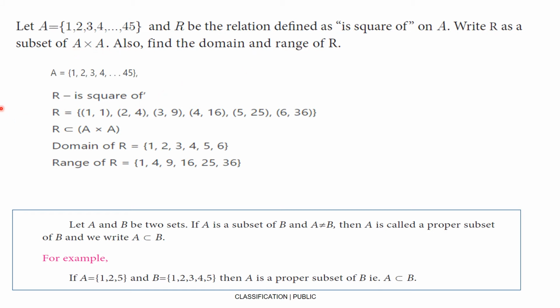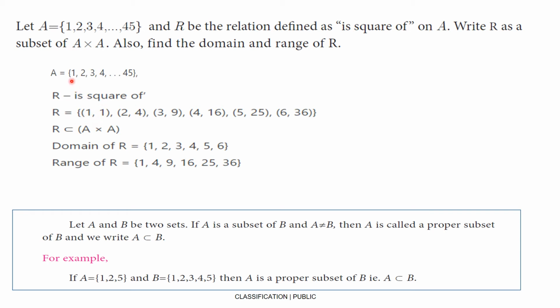First, A equal to, you write the elements. And what is A cross A? That is 1 to 45 here, also 1, 2, 3, 4 up to 45. So you relate 1 comma 1, 1 comma 2, but you don't want to do it all. And next, R, what is the condition? Square of. That means the element in the domain is related to its square.